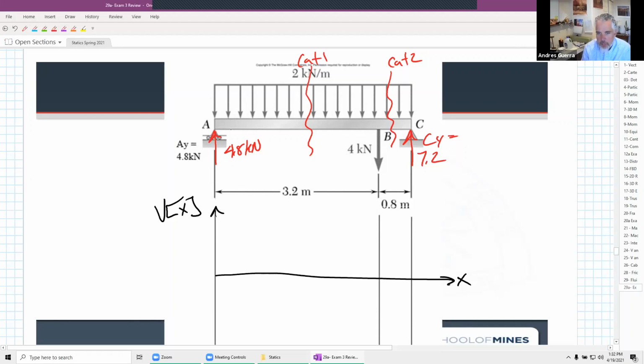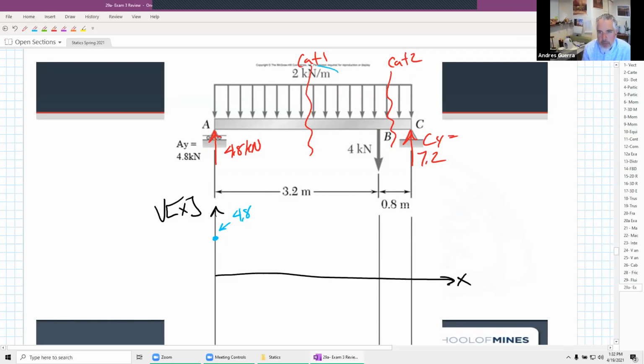In this graphical approach, we follow the loads around. So 4.8 is going up. Well, that tells us that our shear is going to start up here at positive 4.8. So 4.8 goes up, that jumps us up to 4.8. That's where we start, is at 4.8.